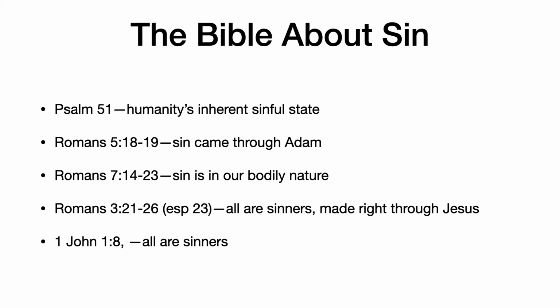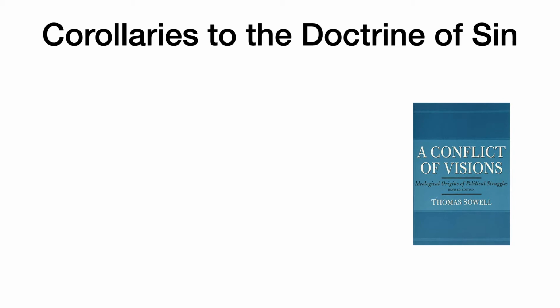So the doctrine of sin has a lot of corollaries, and this is really brought out in a book called A Conflict of Visions by Thomas Sowell. He shows that there are two ways of viewing the world. I don't think he actually uses the term the doctrine of sin, but one of them is based on it, a tragic view of who humans are. The other is a view that humanity itself can be improved, that we can have a better humanity tomorrow than we do today.